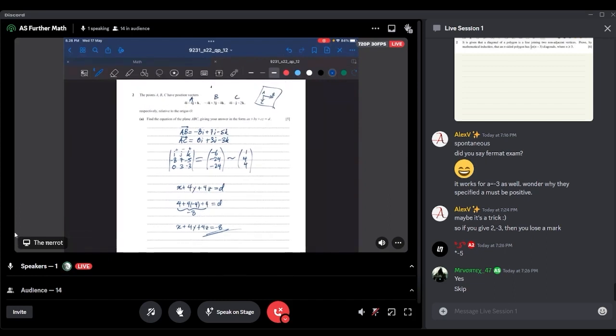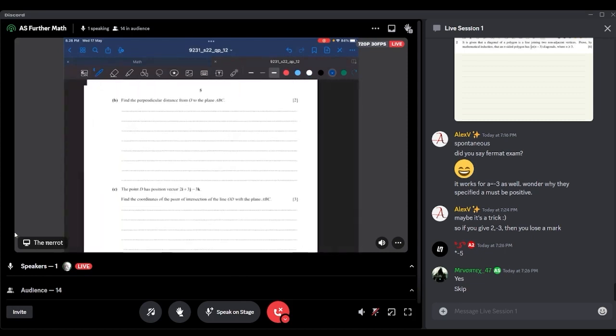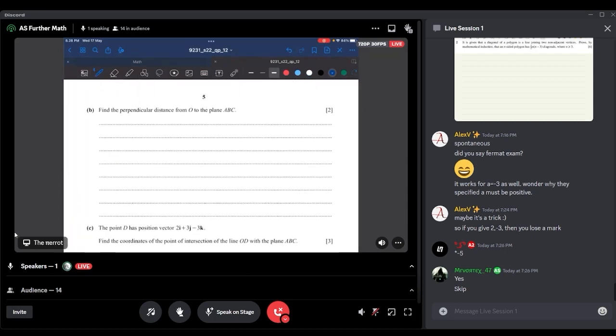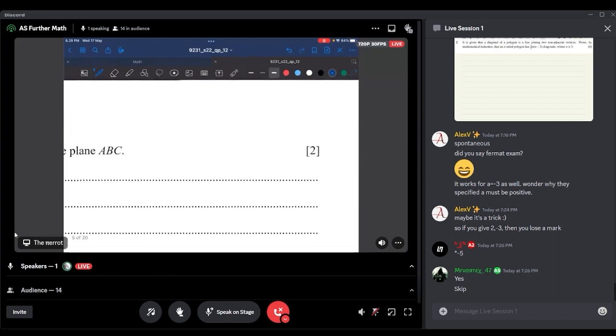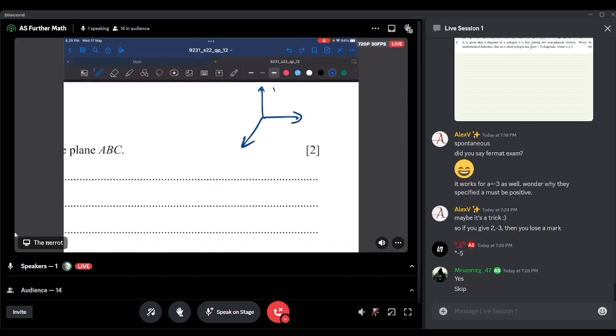Right, let's go to the next part. Find the perpendicular distance from the origin to the plane ABC. Well, visually that means we have to find, if this is the 3D space, and you have a plane here, like that. It's kind of hard to draw, actually. Let's just say the plane is like that, sideways. We'll look at it sideways. So it's this distance here.